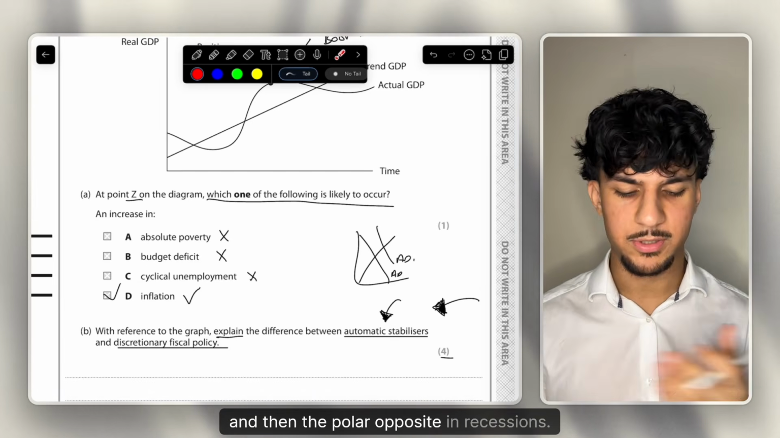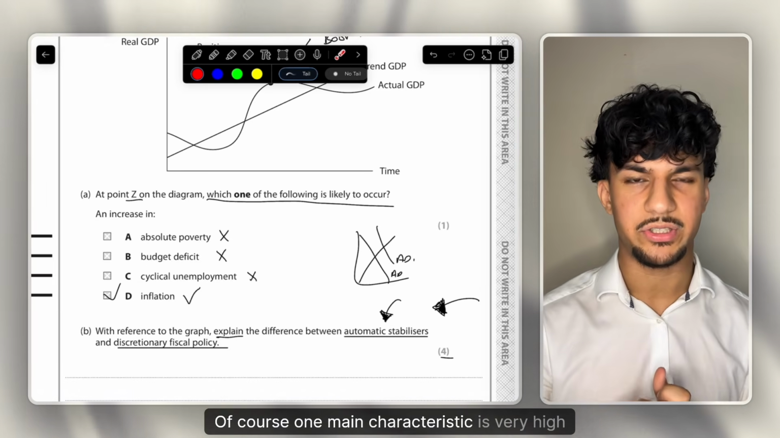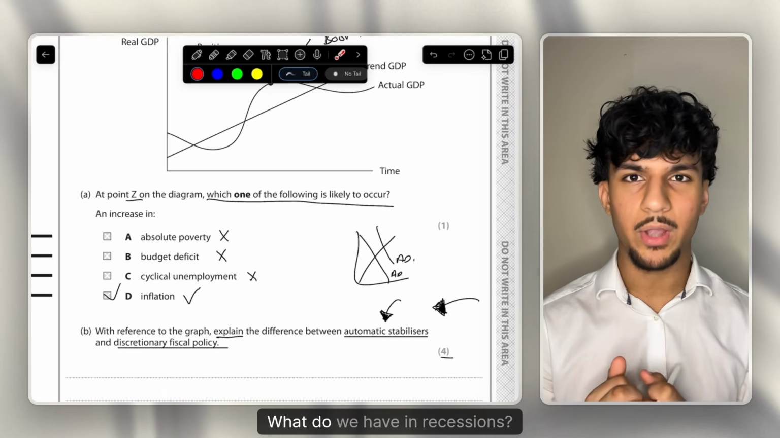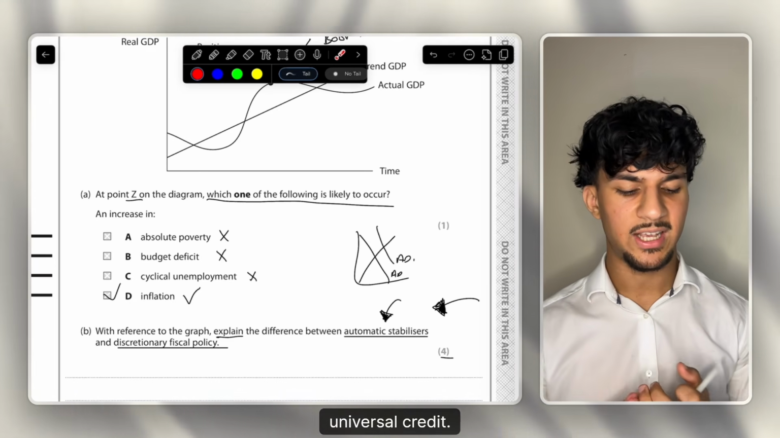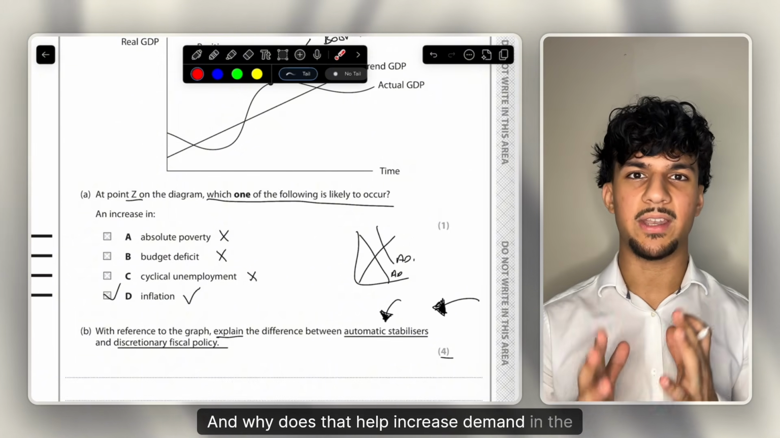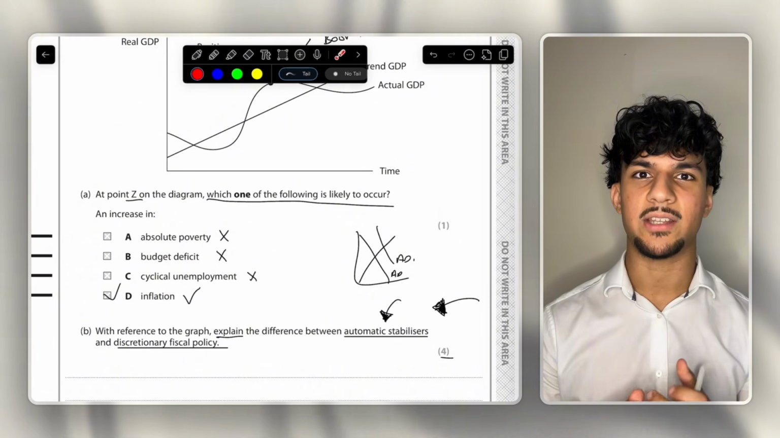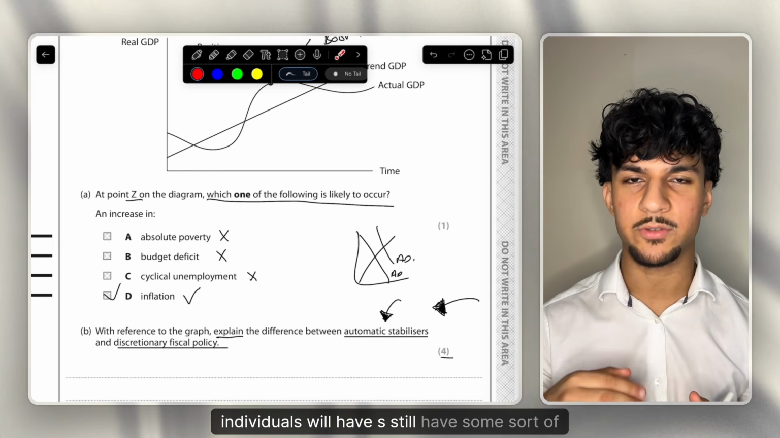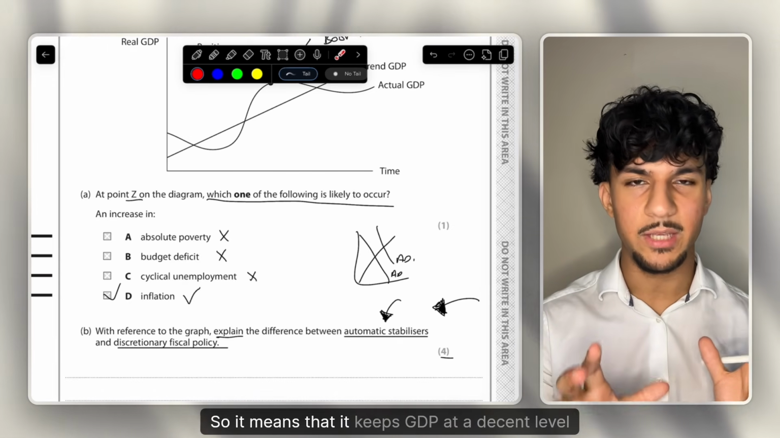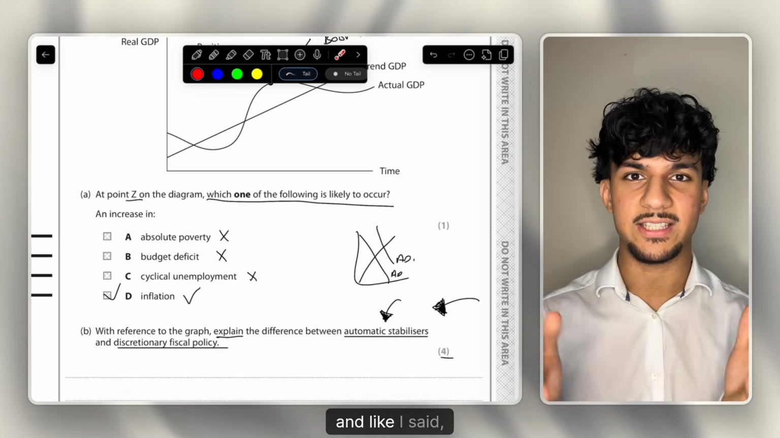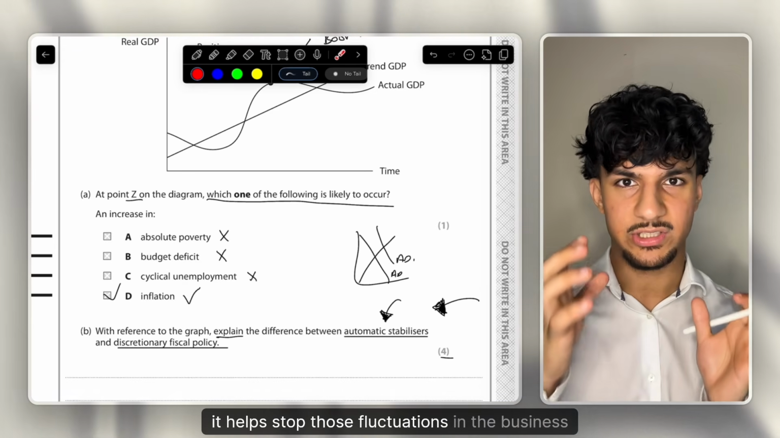And then the polar opposite, in recessions, of course, one main characteristic is very high unemployment. What do we have in recessions? We have benefits, things like jobseeker's allowance and universal credit. And why does that help increase demand in the recession? It means that individuals will still have some sort of income, so their consumption doesn't completely die and disappear. So it keeps GDP at a decent level, and like I said, it helps stop those fluctuations in the business cycle.